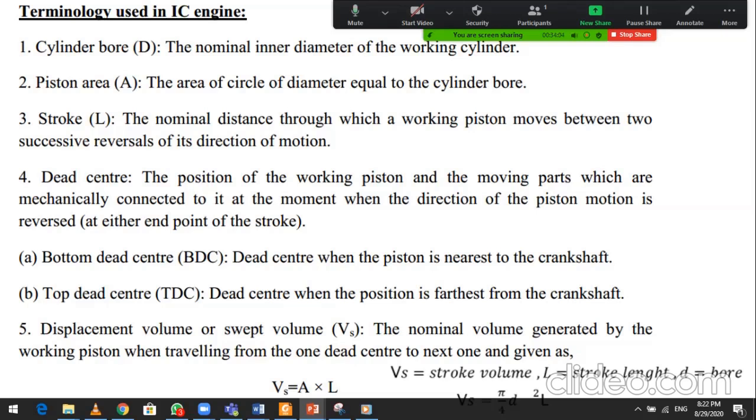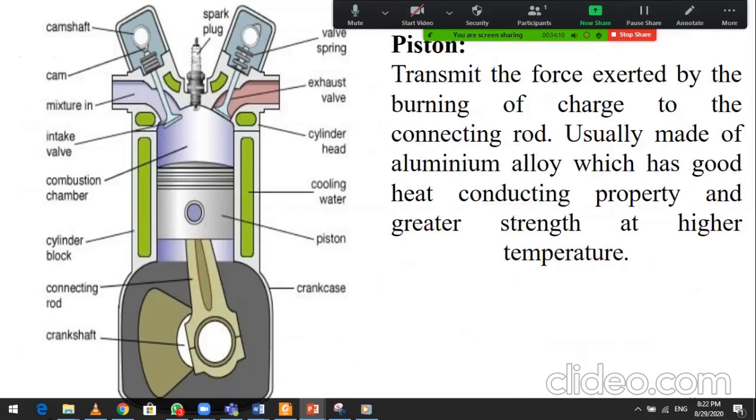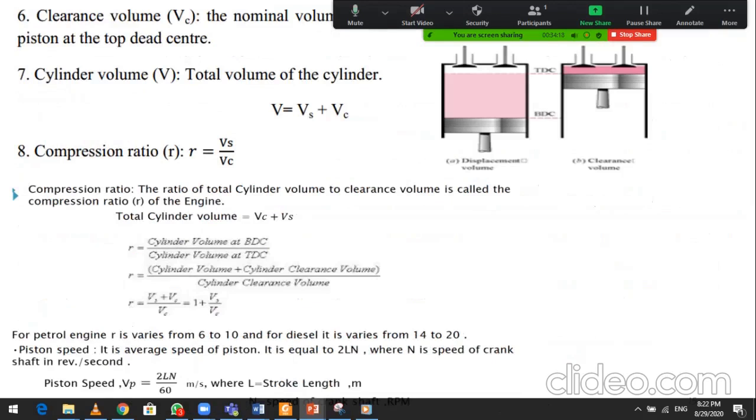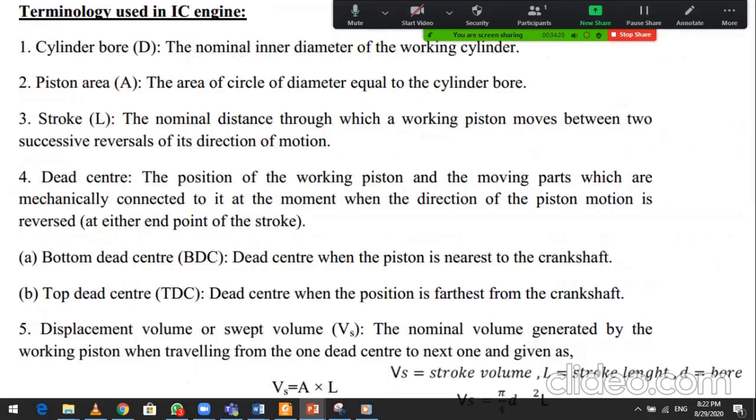Bottom dead center is when the piston is nearest to the crankshaft. How? When the piston comes down, this is the bottom, and this is the top. How far can it go to the top dead center? Now you can see bottom and top dead center. Top dead center is when the piston is farthest from the crankshaft.